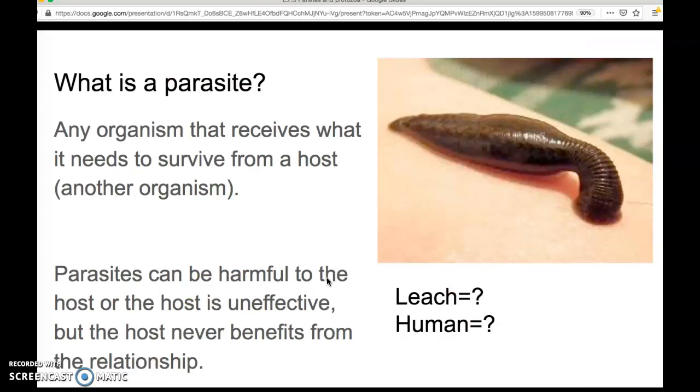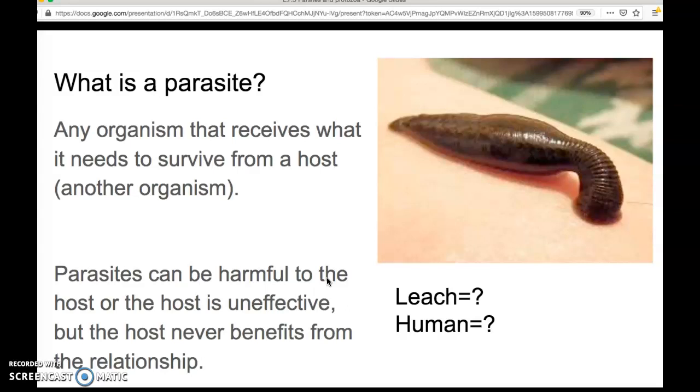So what is a parasite? A parasite is any organism that receives what it needs to survive from a host or another organism. Parasites can be harmful to the host, or the host is unaffected by the parasite, but the host will never ever benefit from the relationship, and most likely parasites are harmful. So a leech is an example. I'm going to show you some pictures in the next coming slides, and I want you to tell me which one is the host and which one is the parasite.